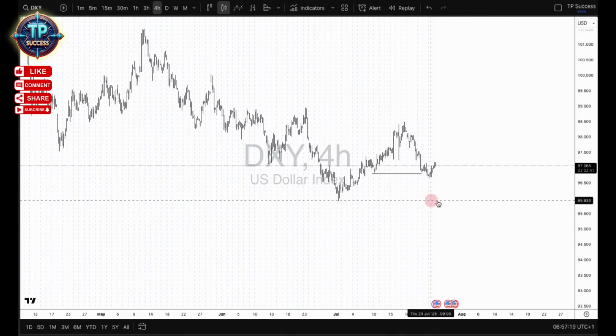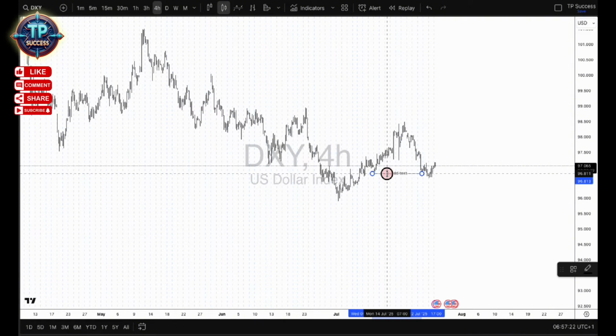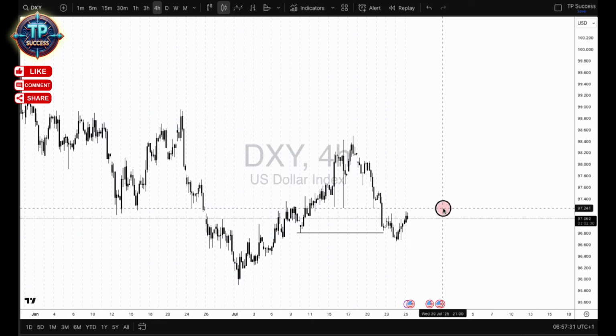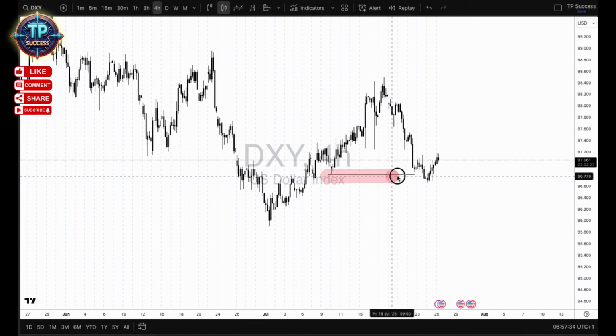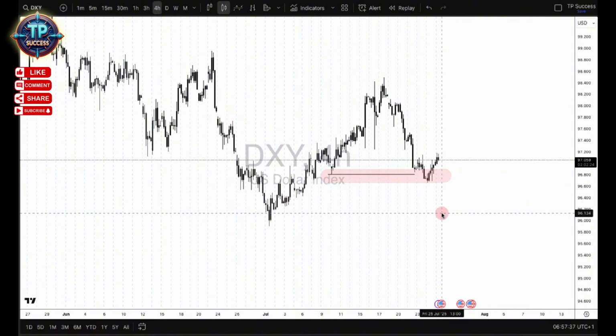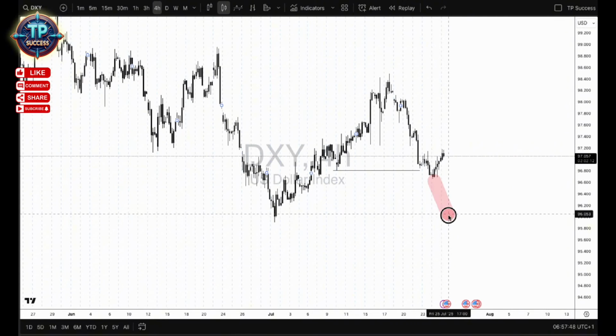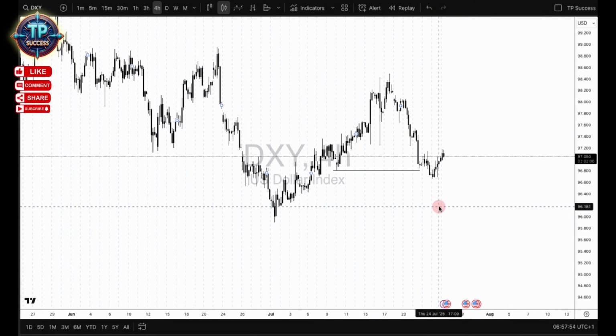So as we can see, on the Dixie, what you're looking at right now is I have this level highlighted, and the thought behind that was if price closes below this level right here, I'm going to assume that the Dixie plans on going lower, and if that turns out to be the case, it means Euro USD is going to go higher. As you can see right here, we have a pull to the upside on the Dixie.